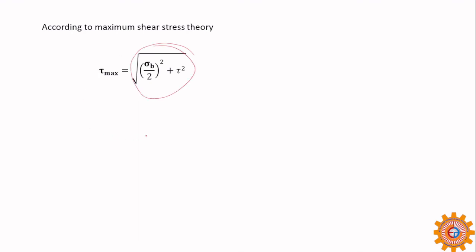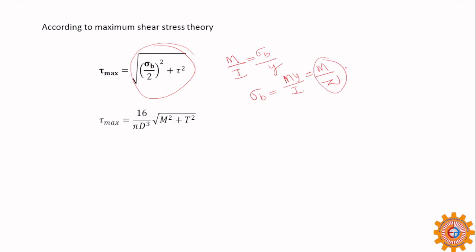If you combine, we know the bending equation M by I is equal to sigma b by y. So sigma b is equal to M y by I, or otherwise M by Z. This is the equation we are going to substitute in place of sigma b, where Z is equal to pi by 64 d to the power 4 divided by d by 2. So you will get pi by 32 d cube.